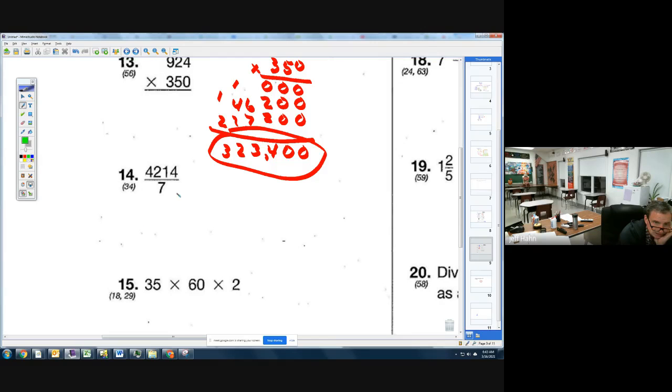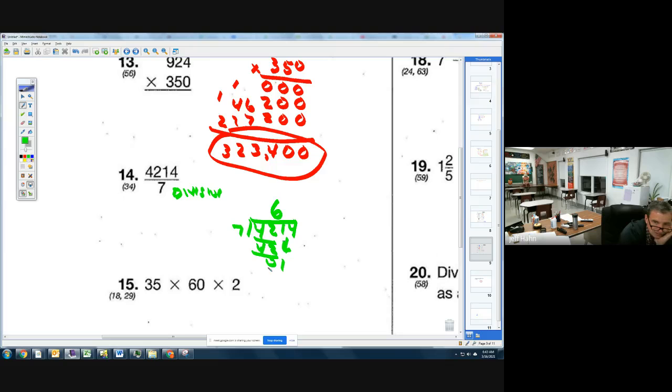Let's see, 14, this is a division problem. And it's the bottom into the top, so it's 4, 2, 1, 4 divided by 7. 7 doesn't go into 4, but it goes into 42 6 times. Here's where you have to be very careful when you subtract and bring down.